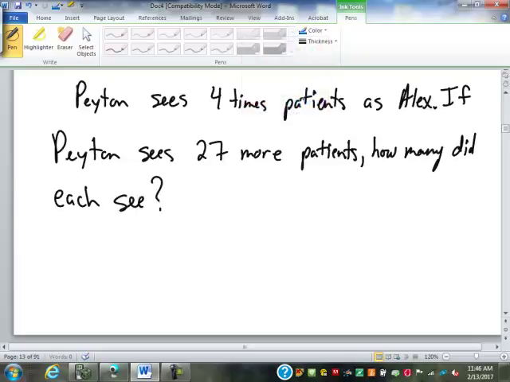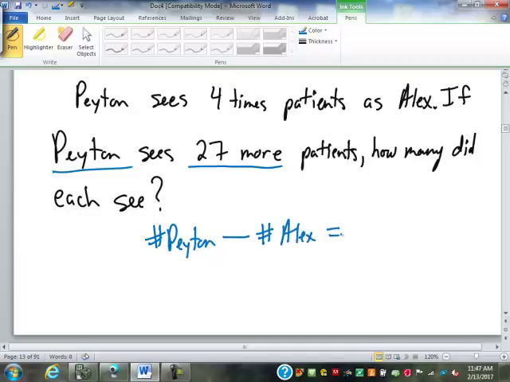So once again, we're dealing with two people here. We've got Peyton and Alex, but we're not dealing with them adding up. Peyton sees 27 more than Alex. So what we're looking at is a difference here. We have the number that are seen by Peyton minus the number that are seen by Alex. Has to give us that difference, which is 27. So whenever we know the difference between them, we've got to be thinking about subtraction.